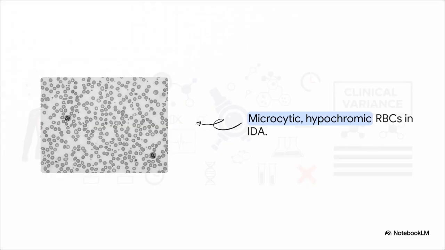Let's actually visually confirm this pathology. Look really closely at this peripheral blood smear. You can clearly see the classic microcytic and hypochromic cellular architecture. The red blood cells are small, that is your microcytosis, and they have these enlarged areas of central pallor, that's your hypochromia. This is the exact visual signature of impaired hemoglobin synthesis. Notice those empty little rings? They simply lack the iron required to build hemoglobin.